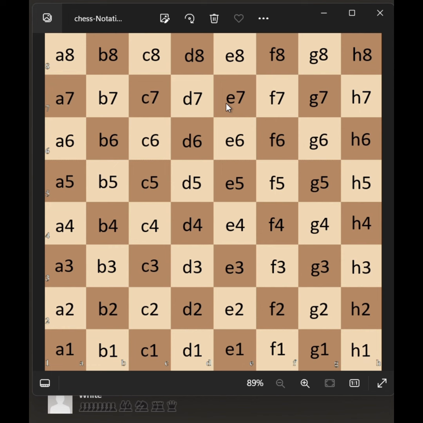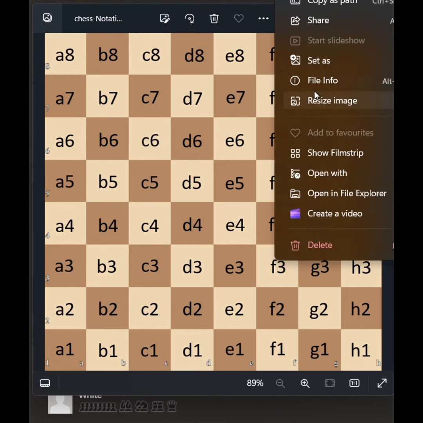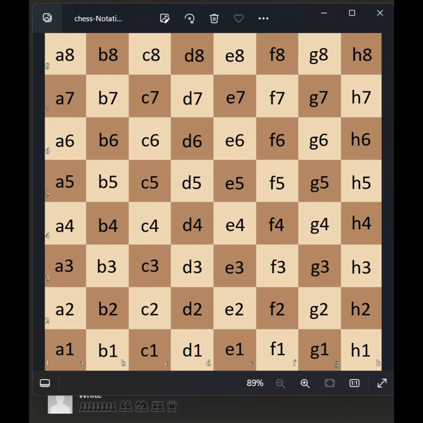Why master the notation? Because it will help to visualize the moves and improve the analysis of your game and so on. If someone says f6, you need to immediately spot here. If someone says c4, you need to immediately spot here, right? How to achieve this skill? I will explain the methods to achieve this skill.